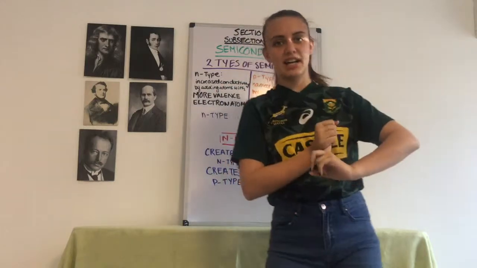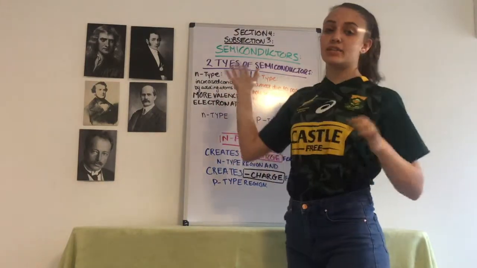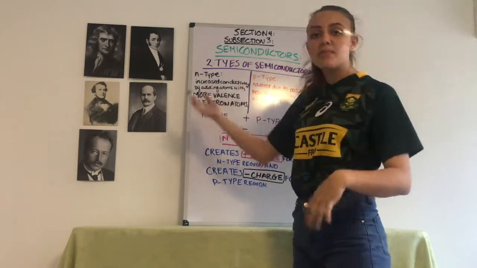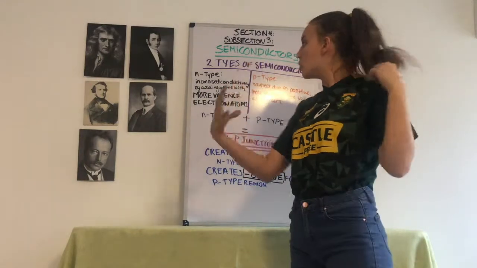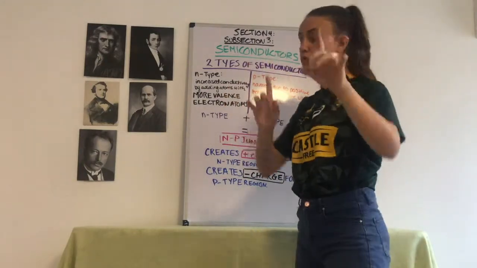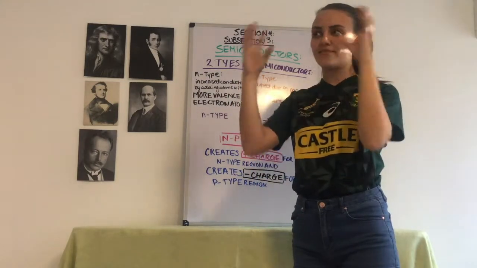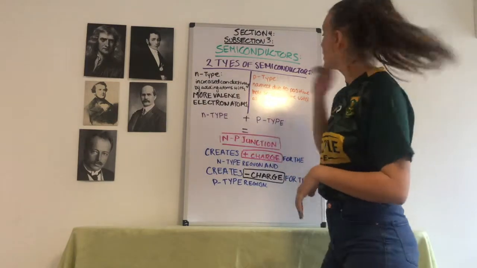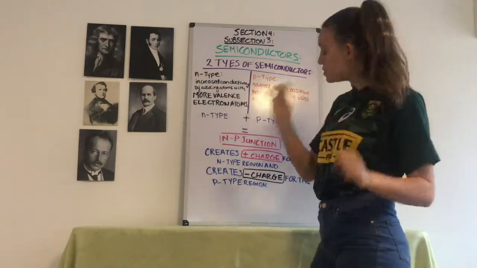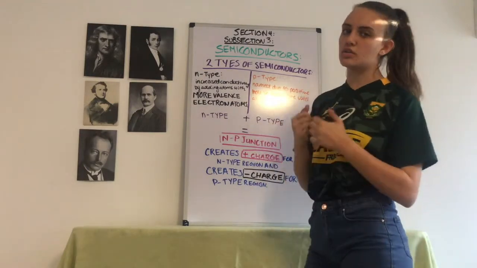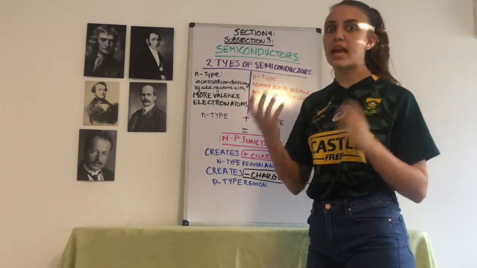So the third and last subsection of section 4 is semiconductors, and there are two types of semiconductors, N-type and P-type. N-type increases conductivity by adding more atoms with, and this is the key word to remember, more valence electrons, meaning they should have more electrons in them. So that's N-type. P-type is named due to the positive holes that are left by certain atoms, and they are used and identified as carriers.